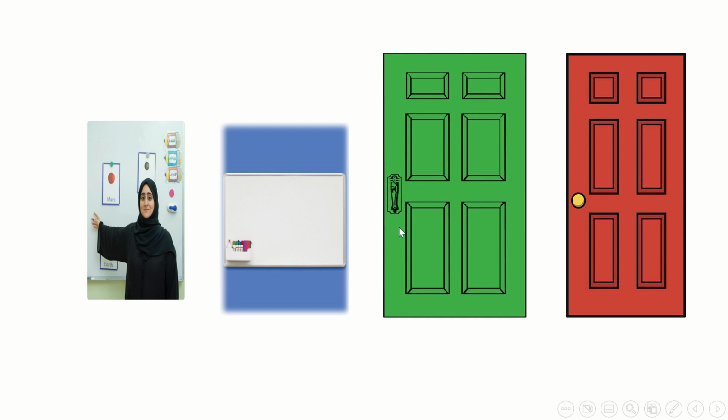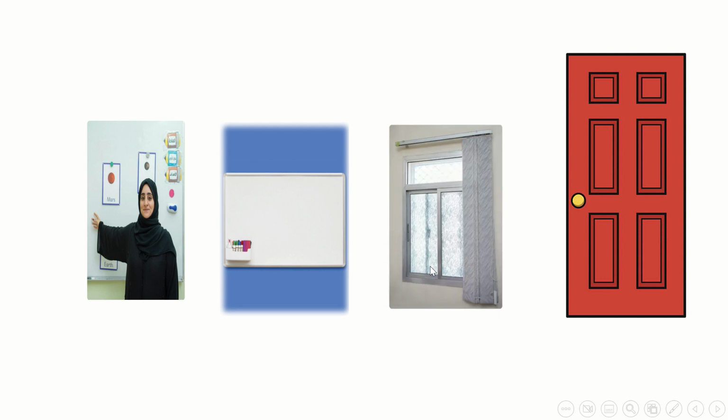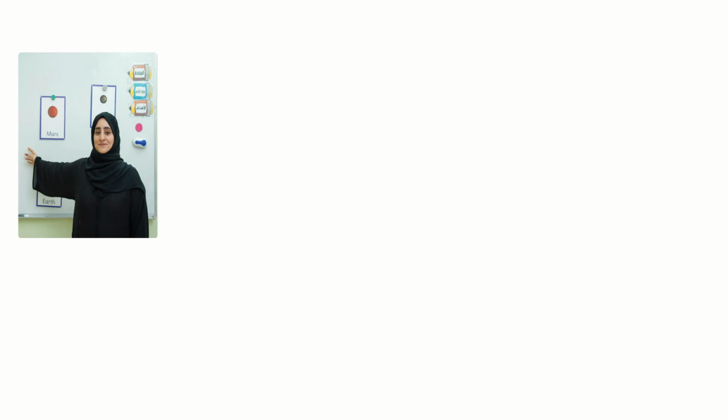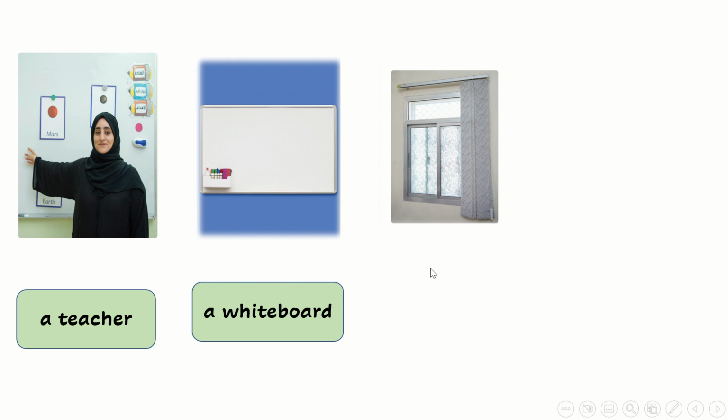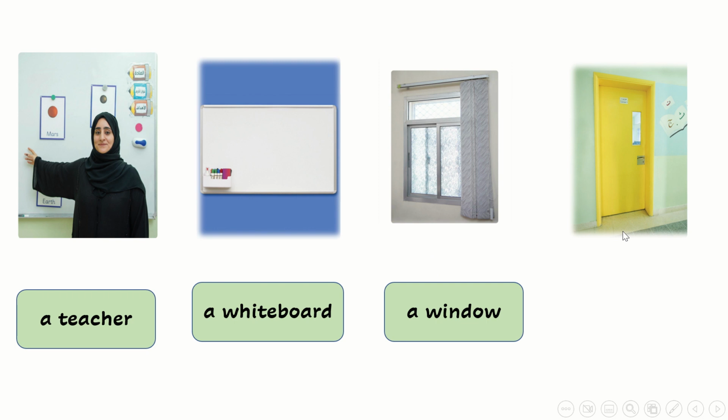Great. Let's knock the door number 4. What is behind the door? What is it? How, my students? Can you tell me? It's a window. Great. The last one. What is behind the red door? It's a door, yes? Now let's see here. Here we have a teacher. Here a whiteboard. Then we have a window. Then what's this? It's a door.